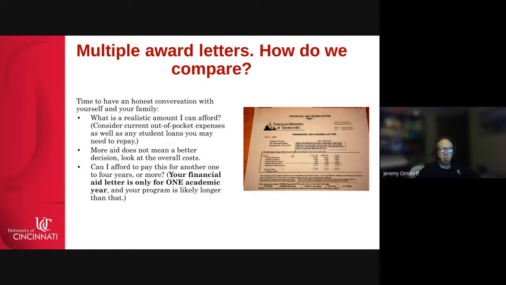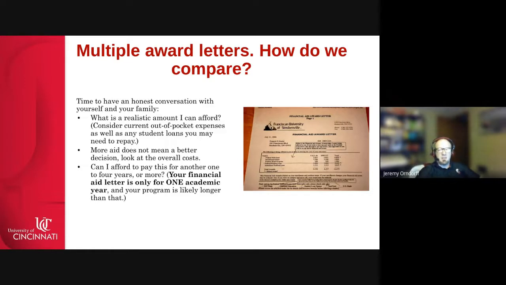Because sometimes more aid does not necessarily mean cheaper or better. You can have a school that is offering a lot of scholarship or grant money, but because their cost is so much more than another school that's offering you less scholarship money, you may still have a cheaper bill at the school that's offering you less free money. It happens all the time. So make sure that when you're looking at award letters, you know what it means for you, because a $30,000 scholarship at a school that costs $75,000 doesn't mean nearly as much as a $5,000 scholarship at a school that costs $12,000.